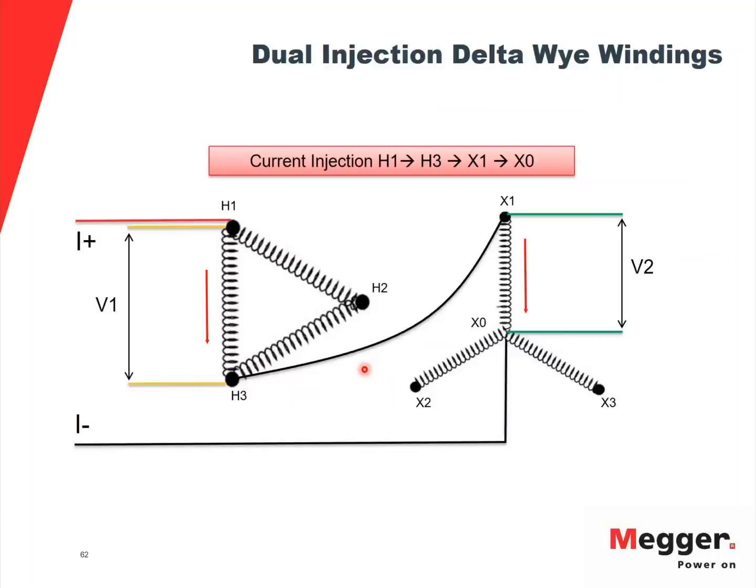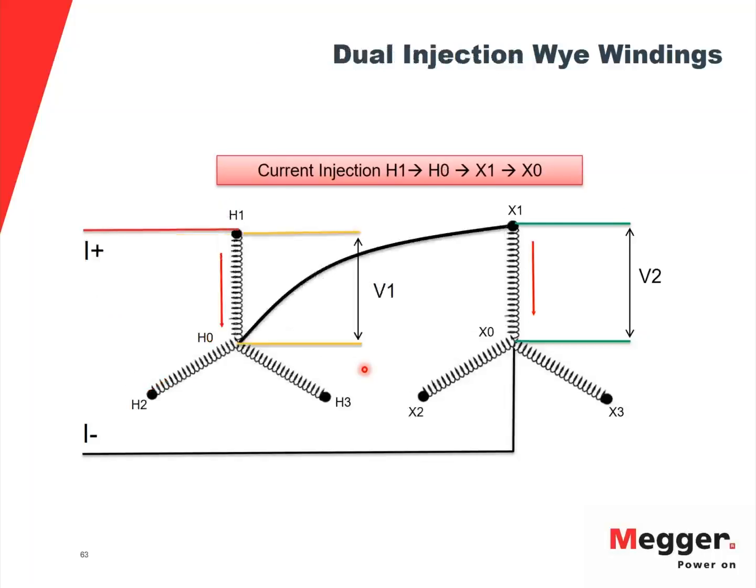So this is another example. You have a delta-Y connection where you can see that the direction of the flow of the current is in the same direction for both the windings. And now I have H1, H3 and X1, X0, and I can get both measurements at the same time. So if I have 6 windings, 3 on the high side and 3 on the low side, I only have to perform the test 3 times because each test would give me 2 measurements. This is another example of a YY configuration.